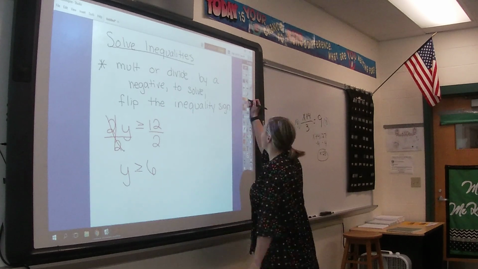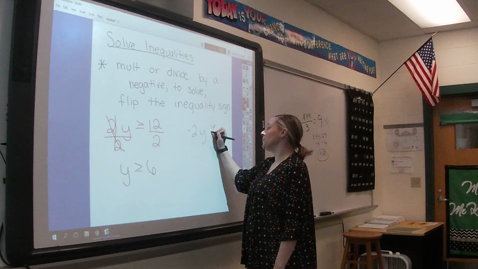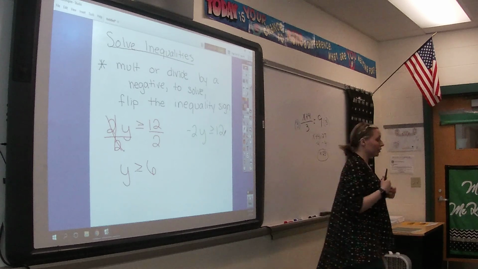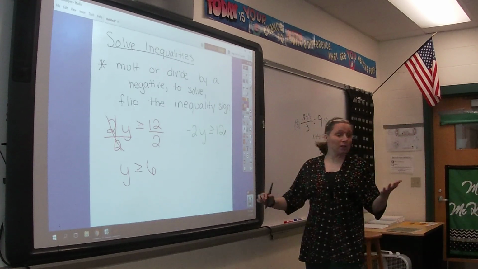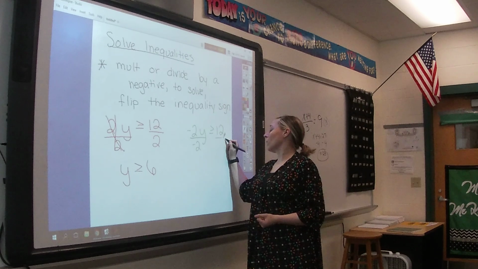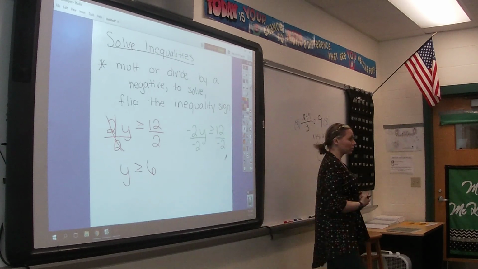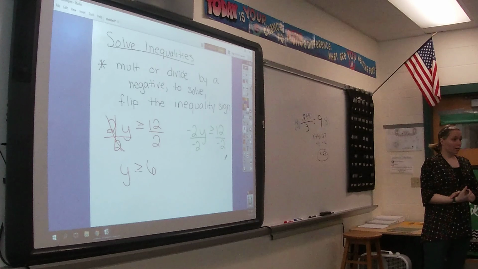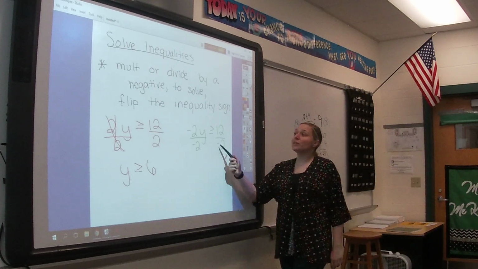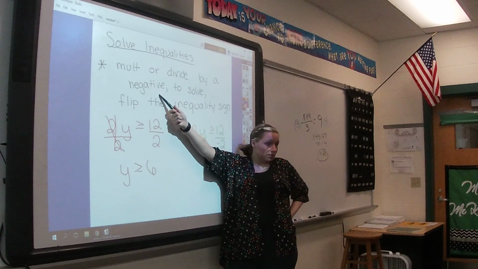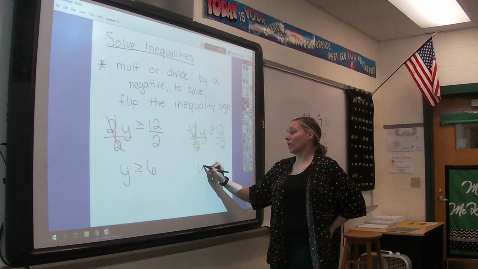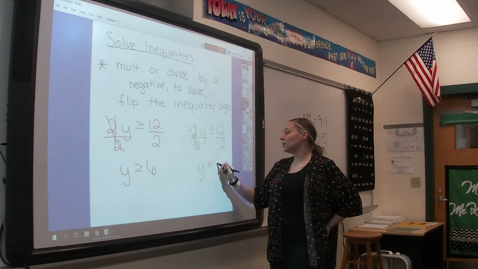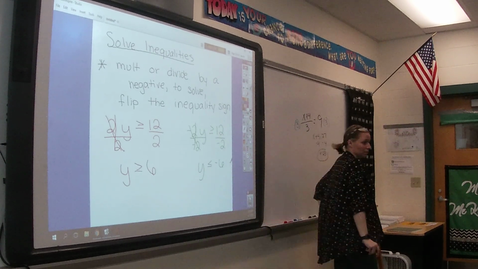However, if we want to solve negative 2y is greater than or equal to 12, right, we're still undoing multiplication with division. Okay, but now we're dividing by a negative. So since we're dividing by a negative, we have to flip that inequality sign.